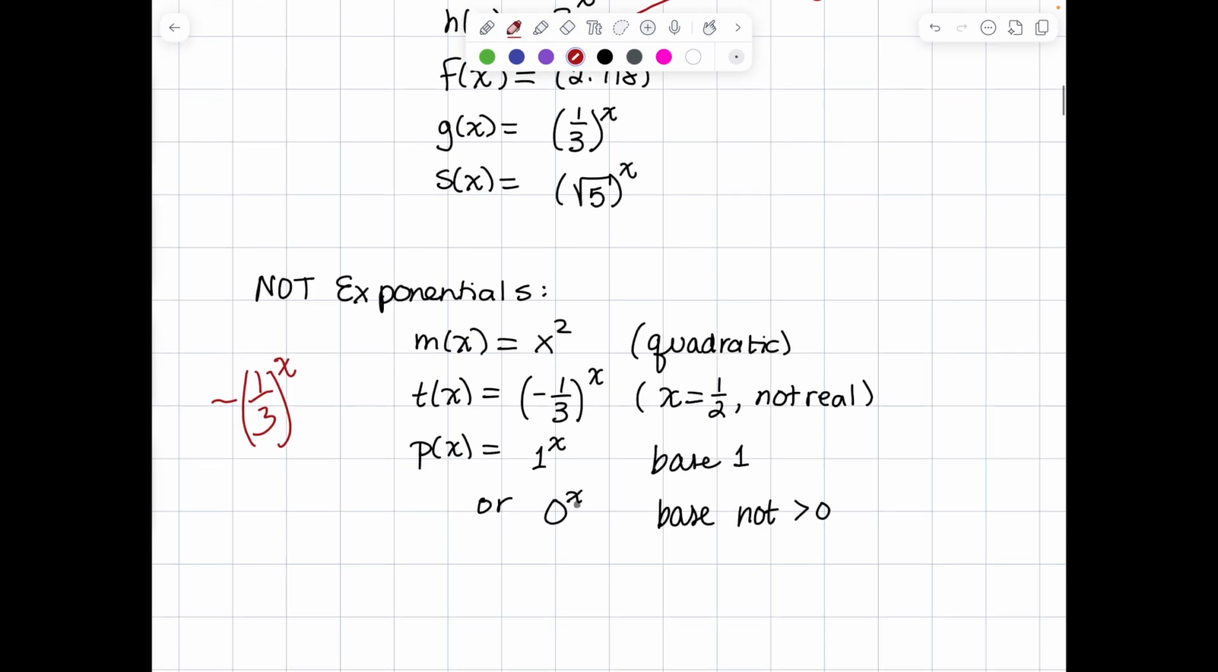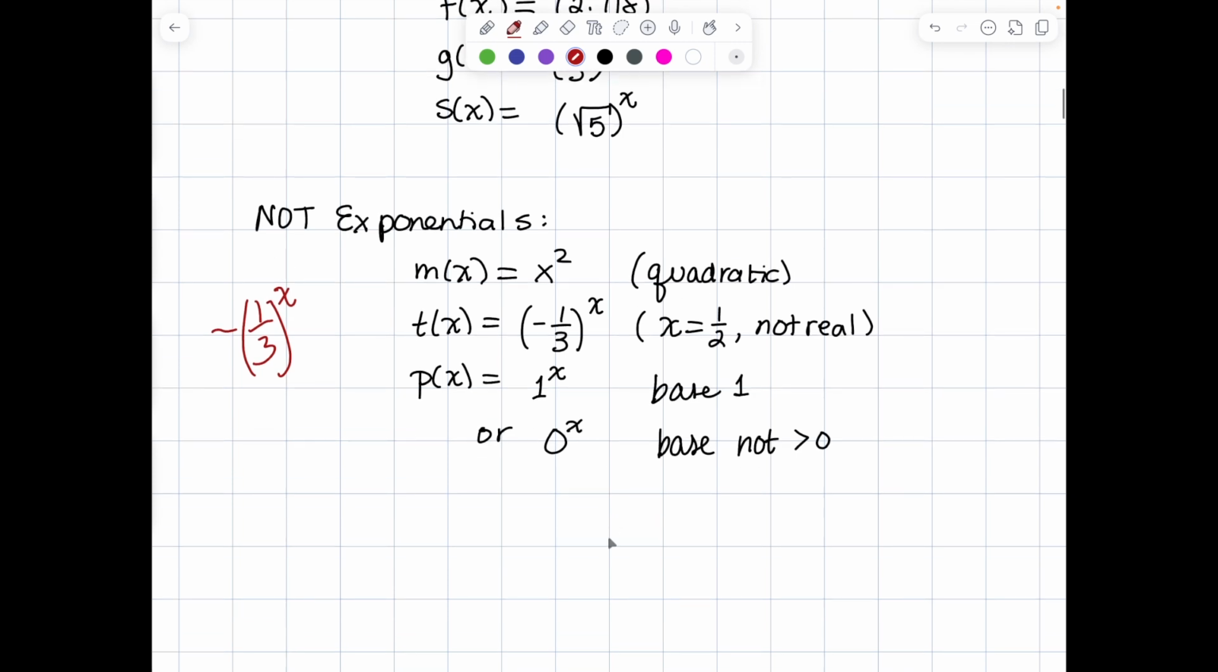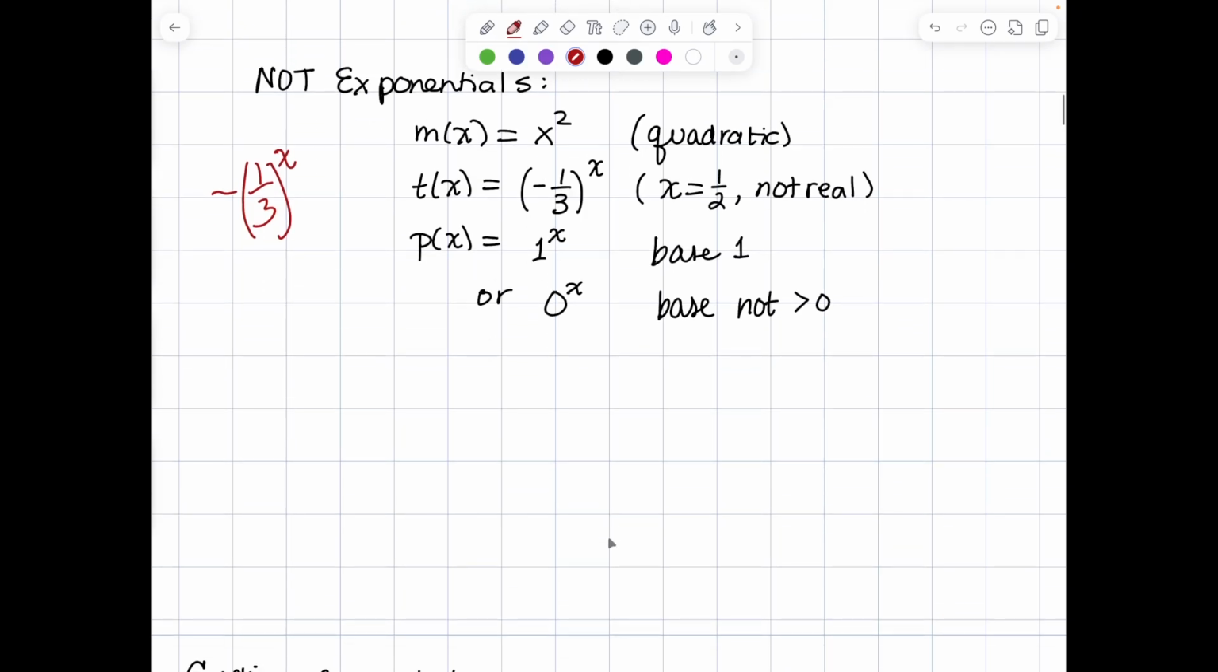Okay, and then we can't have the base equaling 1 because that's just a constant function. No matter what you put in, you're always going to get 1 out. And same thing with 0. 0 to any power is just 0, so you're also not going to have anything. So either of these are not exponentials. They're just constants. So avoid those different cases, right? And make sure you understand why those are not allowed.